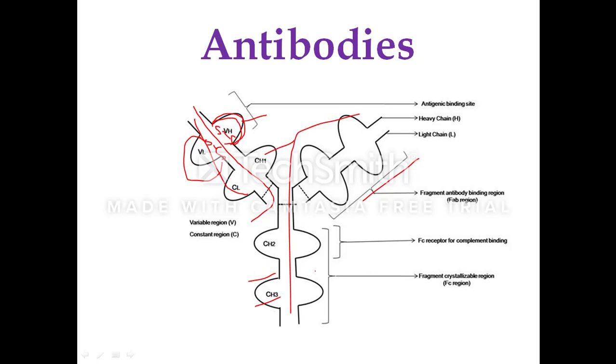the heavy chain. So this is the FAB fragment which interacts with the antigen, and this is the crystallizable region which transduces the signal to the adjacent cells or to the mast cells or the dendritic cells to carry out the further immune reaction.